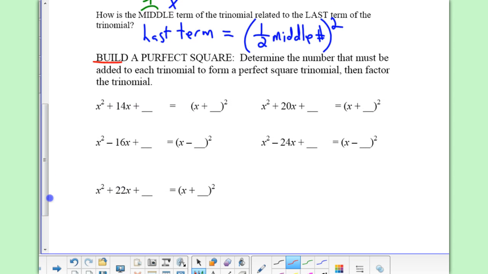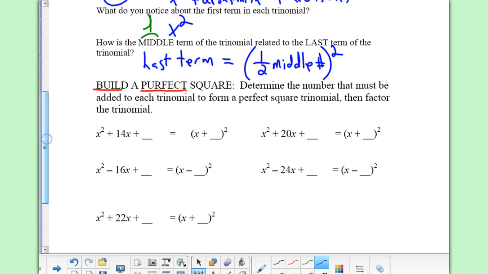So how do we build a perfect square from the learnings above? You're probably wondering why we would want to build a perfect square. That's coming. But first, we use the learnings from up here and ask what this number would have to be in order to be a perfect square. Well, that last number has to be 14 divided by 2, squared. That means it has to be 49. If I factored it, that would be x plus 7 squared.